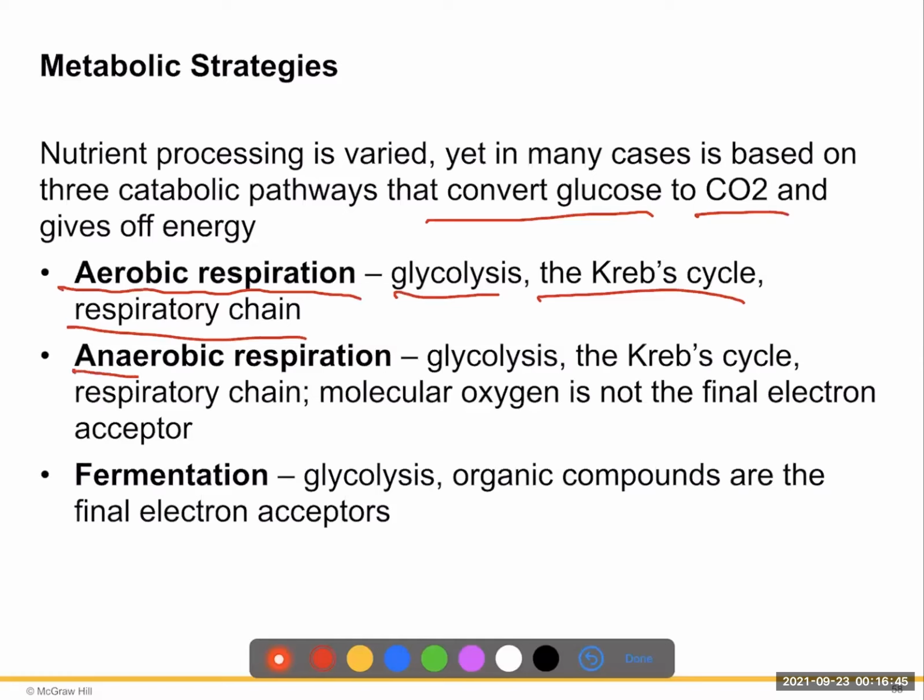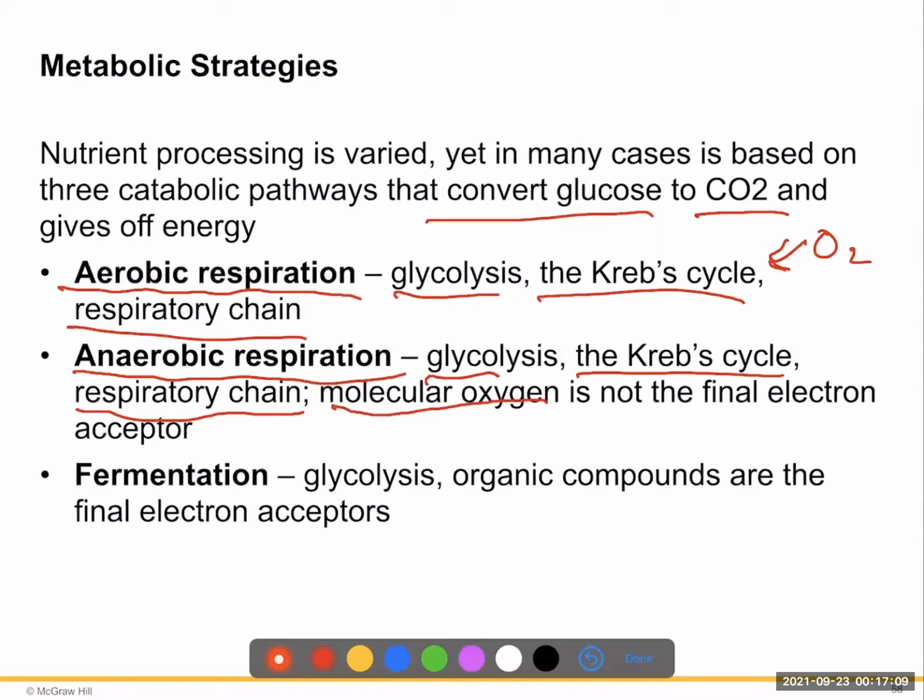Anaerobic respiration is in microbes that live without the presence of oxygen. Okay. They still do glycolysis, the Krebs cycle, and the respiratory chain. But the main thing is that molecular oxygen is not the final electron acceptor. In aerobic respiration, oxygen is the final electron acceptor. In anaerobic respiration, it is not. We do not produce as much ATP because of that.